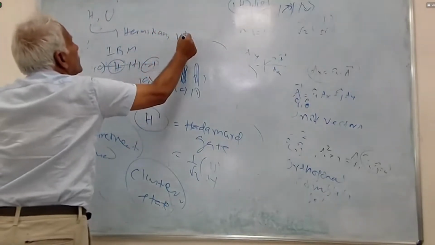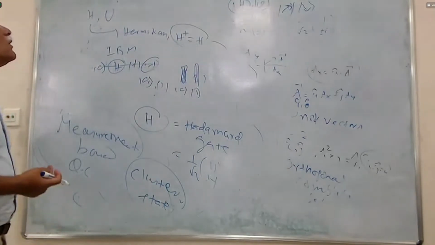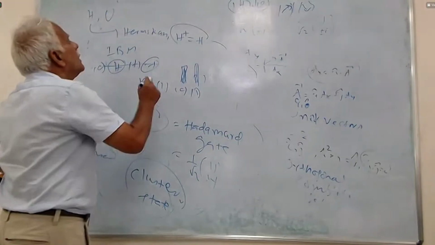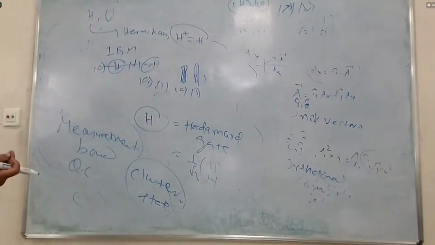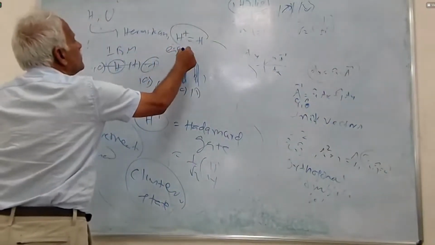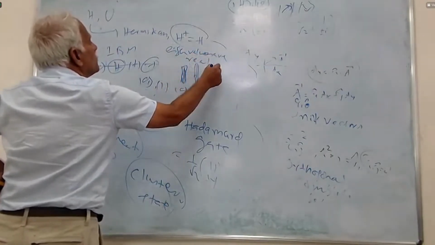Hermitian means it's equal to its dagger. For example, in quantum mechanics, energy is Hermitian. So the eigenvalue is real, and measured quantities like time, momentum and energy are real quantities. So the eigenvalue is real. You can measure all the physical quantities.